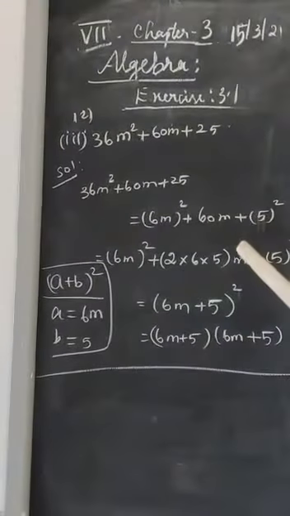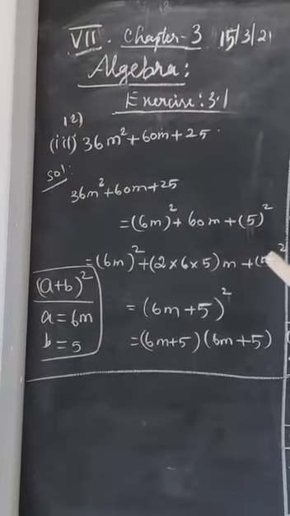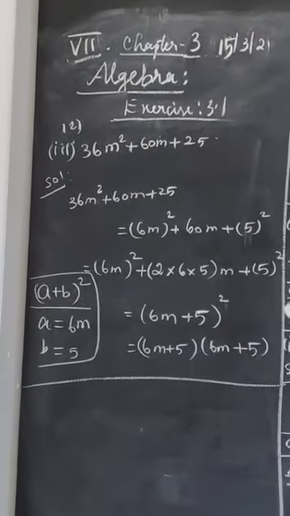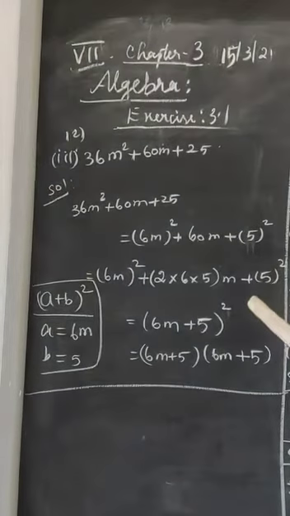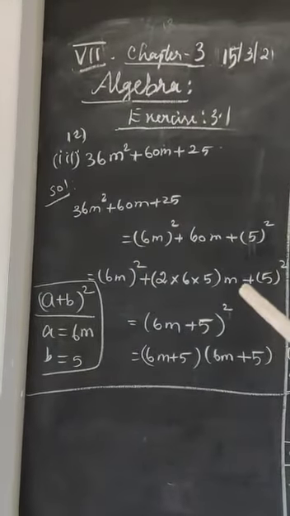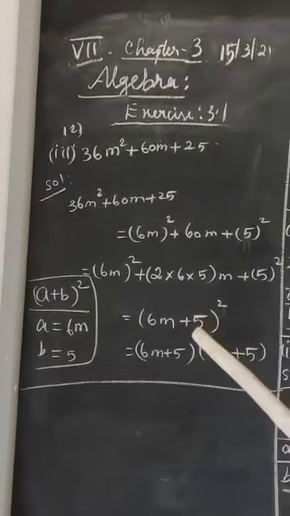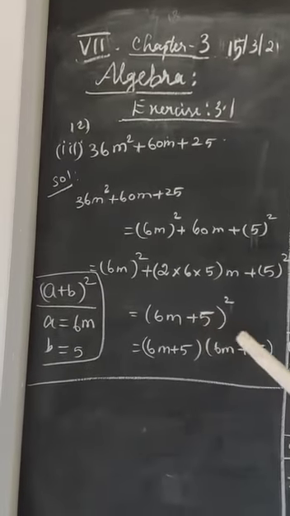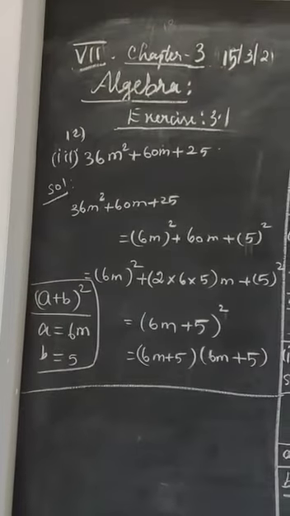Let us see the third problem, problem number 12, the same exercise 3.1. See the problem: 36m square plus 60m plus 25. In the previous problems, the first term was simply m square, y square, x square. Here the coefficient 36 is a higher number. So I split out the term by using the square terms. I write 36 in the form of square, meaning 6 square m square.